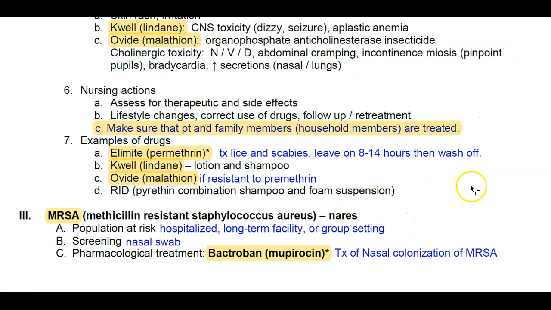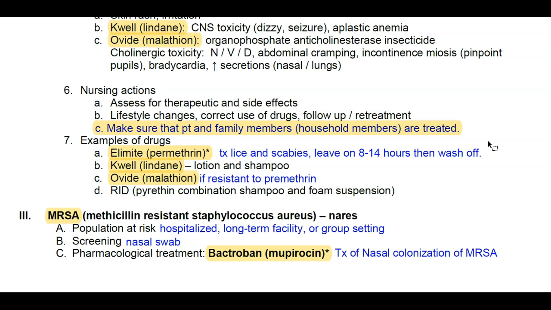Alright, so lastly, MRSA or methicillin-resistant Staphylococcus aureus in the nares. The population at risk are usually the hospitalized, the people living in a long-term facility or group home setting, because these are usually immunocompromised, and when you're in a really tight environment, it's easier to transmit that bacteria. The way we screen it is through a nasal swab. So another common population that we screen is any patient admitted to the intensive care unit. So it just requires swabbing the nose and then sending it to the lab, and then it will come back. So it will basically detect whether they have MRSA or not.